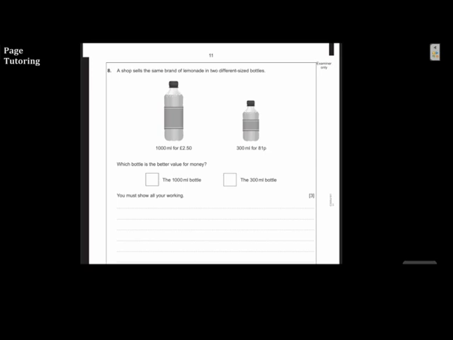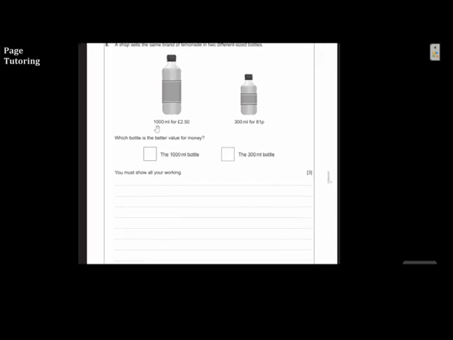But if we can figure out how much an equivalent amount of fluid is worth in each case, then we can compare them. Because we've got 1,000 millilitres here and 300 millilitres here, I'm going to call the big one brand A, just to make it easier, and I'm going to call the small one brand B. I'm going to find out how much for brand A 300 millilitres would cost. So starting off, we've got 1,000 ml equals £2.50.